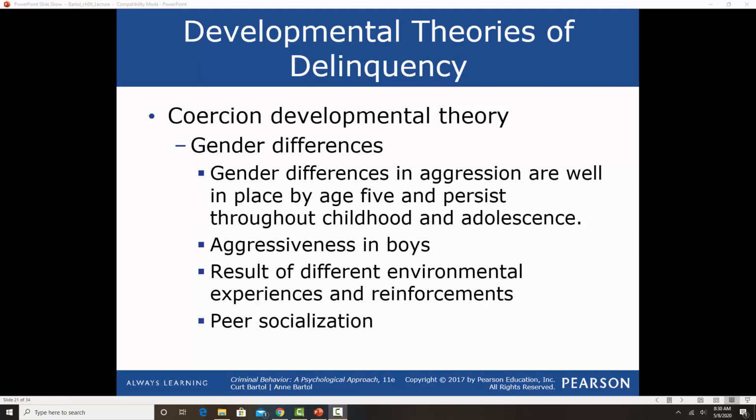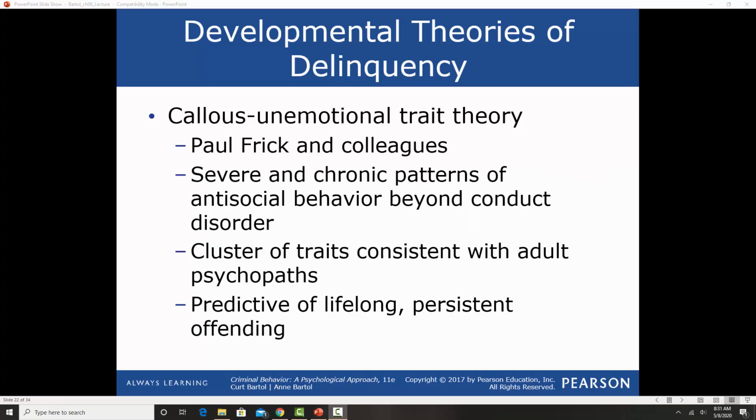Now, this theory also attempts to explain why, talking about those problems with the home environment. He also attempts to explain gender differences. Parents tend to treat boys and girls differently. Parents tend to be more coercive towards boys than girls, resulting in more aggressive and antisocial behavior in boys. So that is kind of his theory on why we see more boys engaging in more violent delinquent behavior than girls.